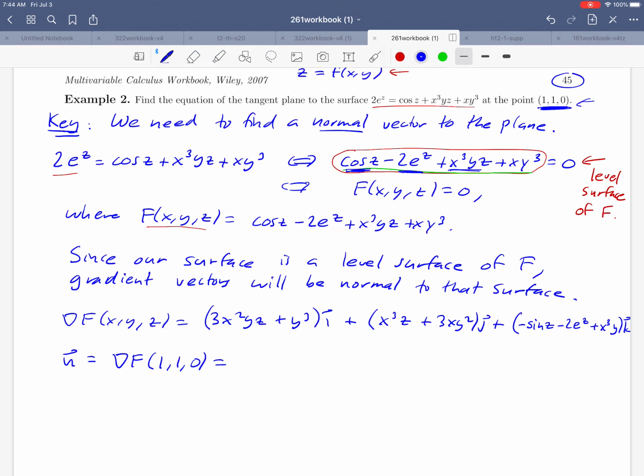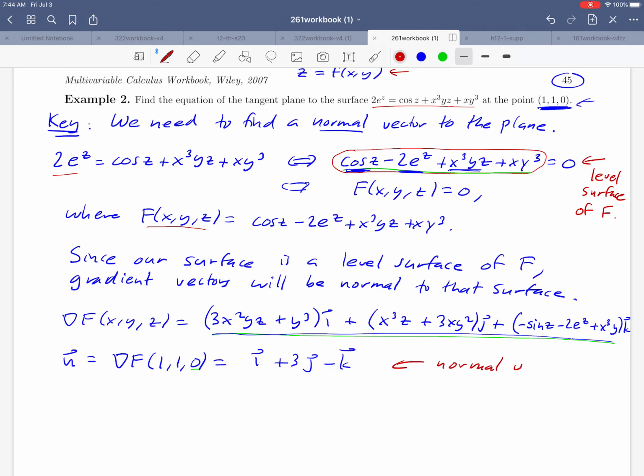Okay, so we're going to take 1, 1, 0 and substitute it into this big long gradient formula that we just found. The nice thing is that the z value is 0, so some of those terms are going to go away. And if you substitute x equals 1 and y equals 1 into that big long formula, here's what you're going to get. Okay, you can double check my arithmetic. i plus 3j minus k. Okay, and again, we got that just by going up here and substituting in x equals 1, y equals 1, and z equals 0.